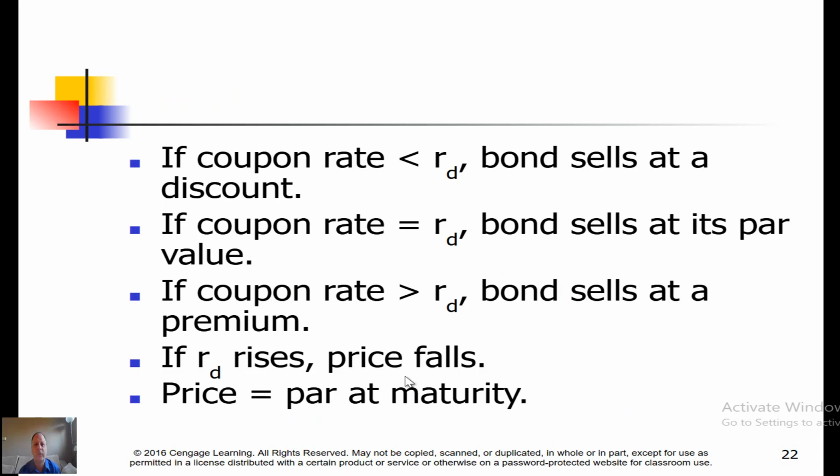So if the coupon rate is below R_D, i.e. interest rates have gone up since the bond was issued, the bond will sell at a discount. If the coupon rate equals R_D, the bond sells at par value. And if the coupon rate is greater than R_D, then interest rates have dropped since the bond was issued, and the bond will sell at a premium. I.e., if interest rates go up, prices fall. If interest rates go down, bond prices go up. And the price must equal par value at maturity.